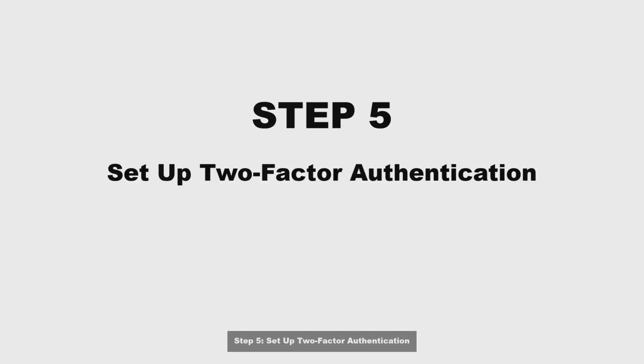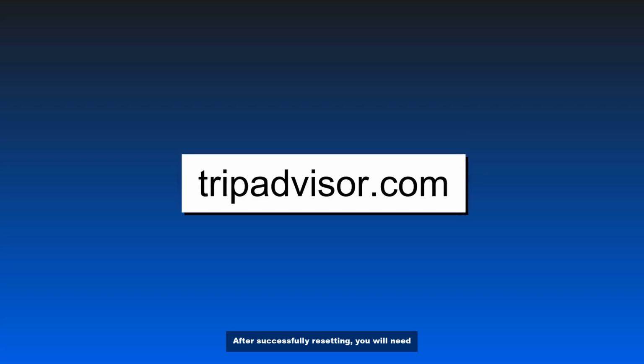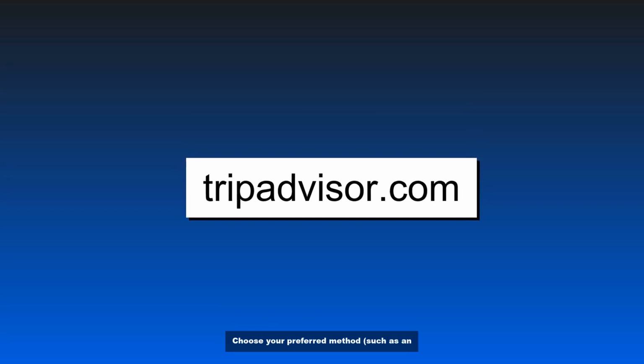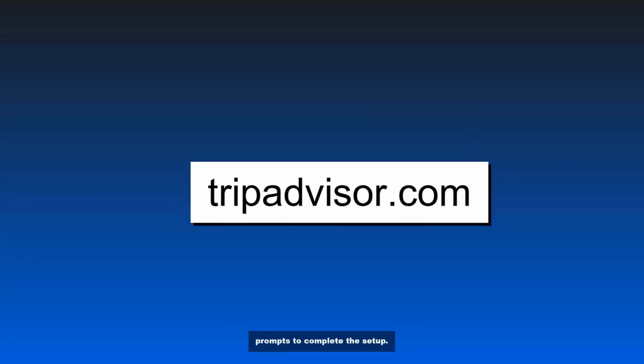Step 5. Set up two-factor authentication again. After successfully resetting, you will need to set up two-factor authentication again. Choose your preferred method such as an authentication app or SMS and follow the prompts to complete this setup.